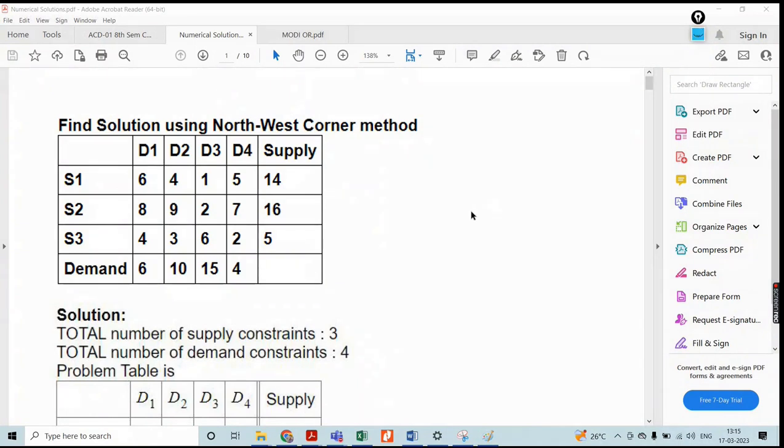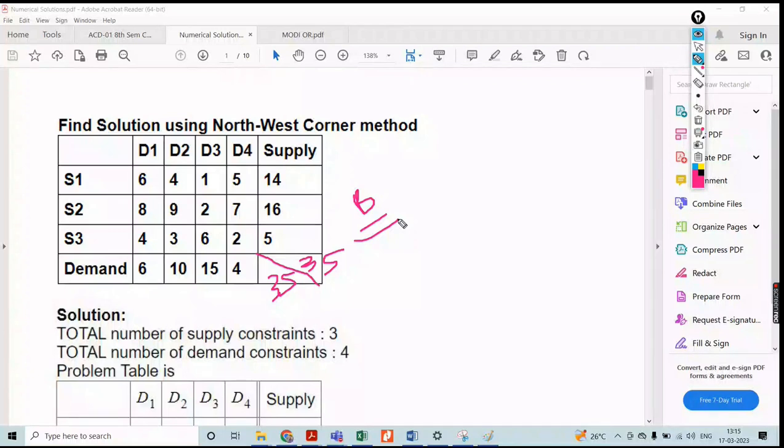whether the given problem is balanced or unbalanced. Okay, 14 plus 16, how much? 30. 30 plus 5, 35. That is with respect to the supply. With respect to the demand, 10 plus 10, 20, 20 plus 15, 35. Then the given numerical is balanced. Is it required to add any dummy column or dummy row? Not at all, because the given transportation numerical itself is a balanced numerical.